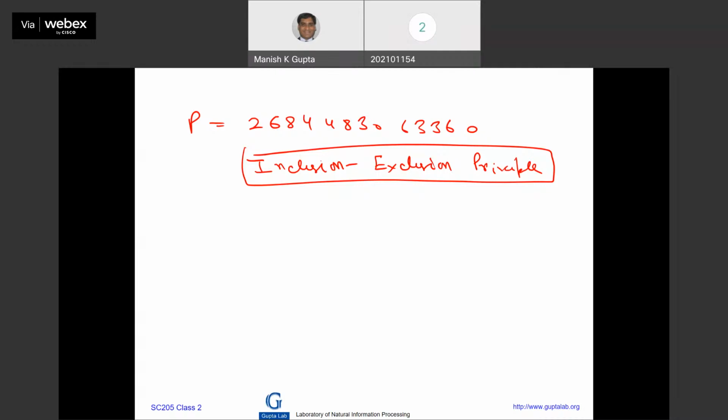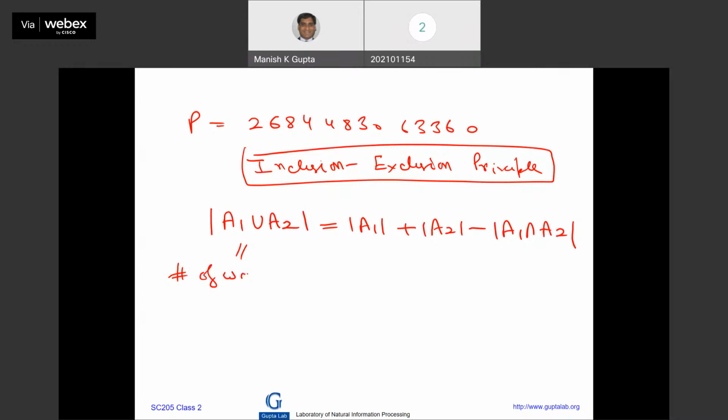So this principle is really very easy. This is equal to this plus this minus this. What is A1 and A2? Let me explain. So this is number of ways to select an element from A1 or A2.